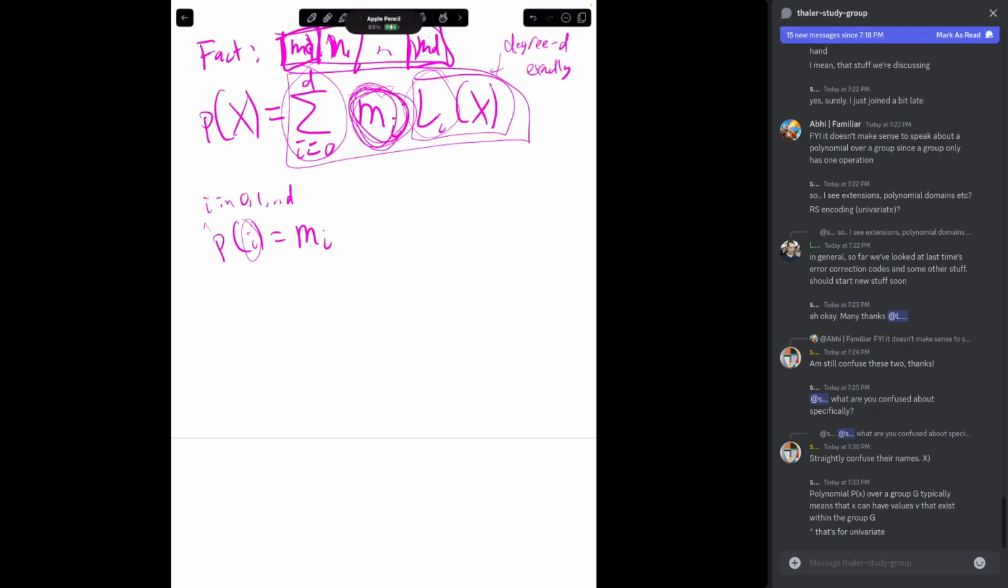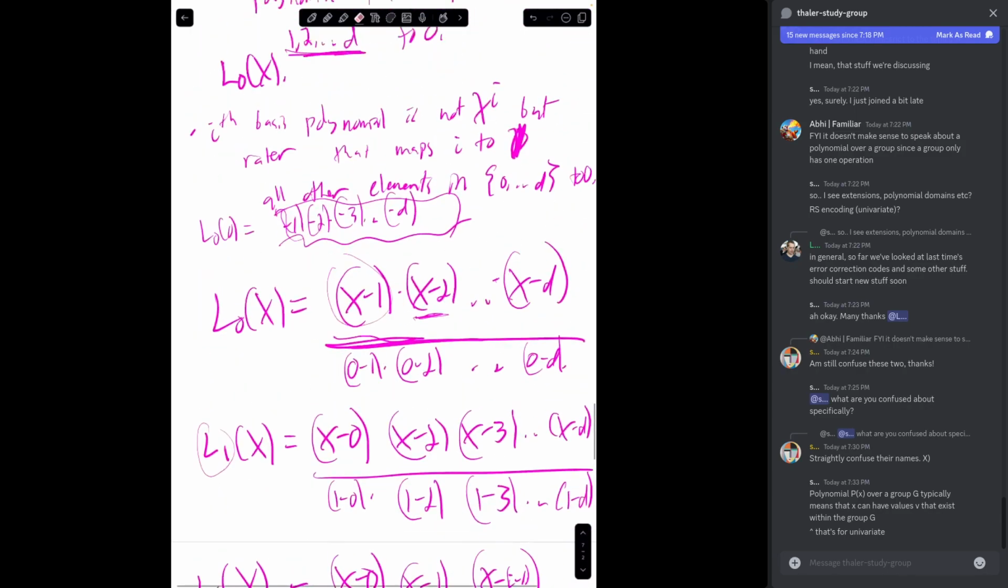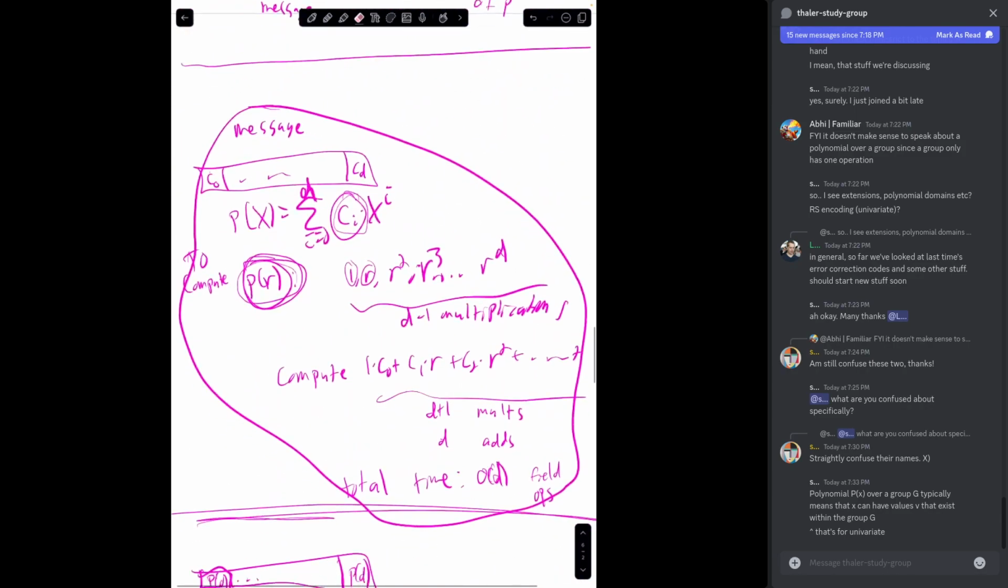An alternative is to take your message, which you can think of as the coefficients of the polynomial in the Lagrange basis, and transform it into the coefficients in the standard monomial basis, and then apply the obvious algorithm we discussed before to evaluate any polynomial in the standard monomial basis at a desired point.